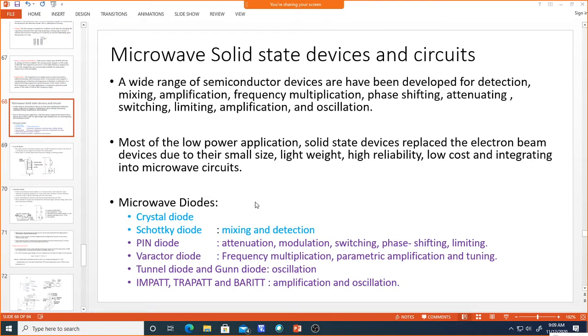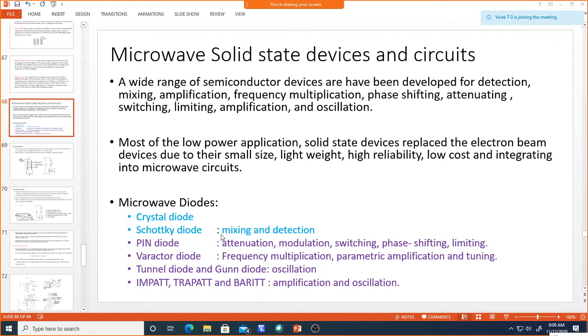The first one is diodes. There are different types of diodes, each with its own construction and operation, so for each and every diode we can see. Some of the types are crystal diode, Schottky diode, PIN diode, varactor diode, tunnel diode, and Gunn diode. And also different types of diodes for amplification: IMPATT, TRAPATT, and BARITT.